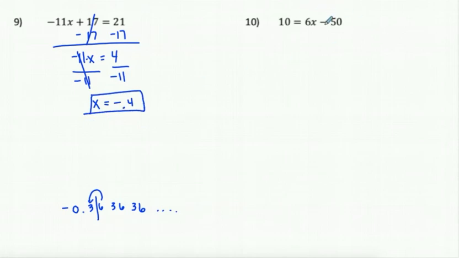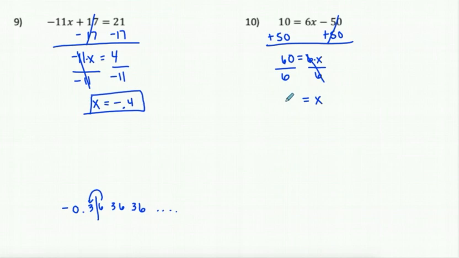On number 10, I have 10 equals 6x minus 50. I'm going to add that 50 over, undoing my subtraction there. So those are adding to 0, negative 50 plus 50. 10 plus 50 adds to 60. Undo multiplication with division on both sides. 6 divides to 1 with 6. And 60 divided by 6 is 10.